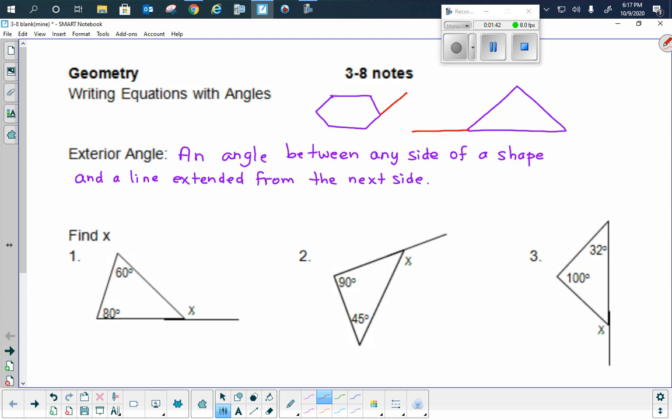then by definition of what it says here, right? It says it's an angle between any side of a shape and a line extended from the next side. Well, the red is the line extended from the next side, so it's between the shape and that extended line. Those that I drew, I'm not saying they're equal, so I'll maybe mark them a little bit different, but those that I just drew there in blue are what are called exterior angles.